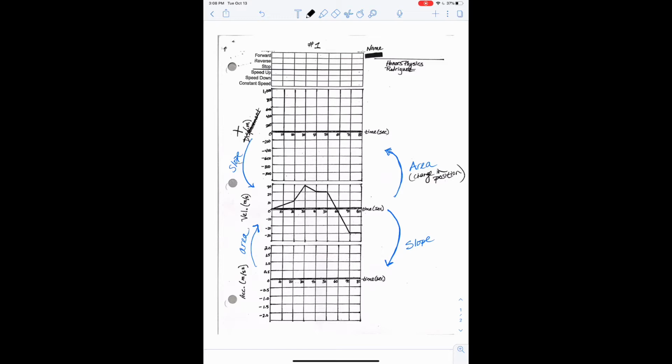We won't need to go from displacement to velocity or go from acceleration to velocity. But we will do these two on the right here. We will go backwards to get area and forwards to get slope. Or I should say that again, we'll take the area to go backwards to position and take the slope to go forwards to acceleration.